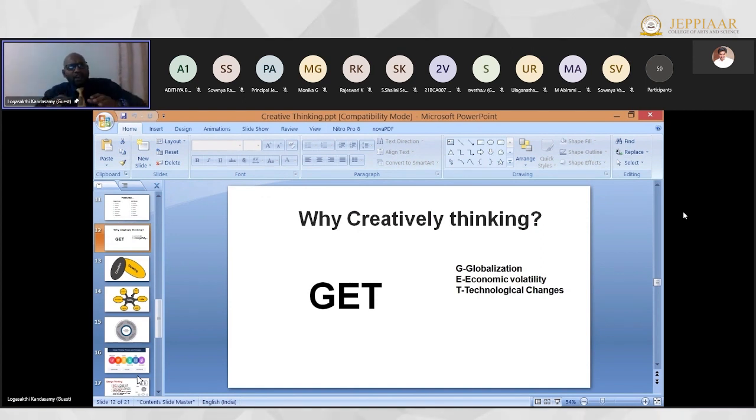So creative thinking is not only in business, but everywhere. Even in cooking, our parents have creative thinking in the kitchen when they prepare food. If you come to the business world, why is creative thinking helping business organizations, and what is making them go with creative thinking or design thinking? There are three reasons. One is globalization. Previously, before LPG, liberalization, privatization, globalization, there was limited competition.